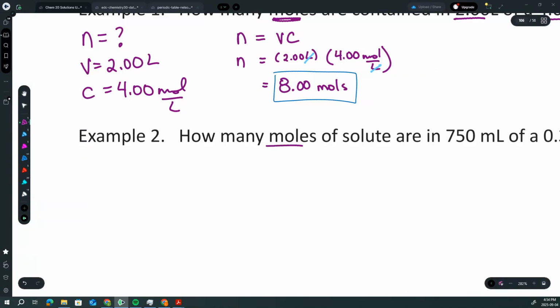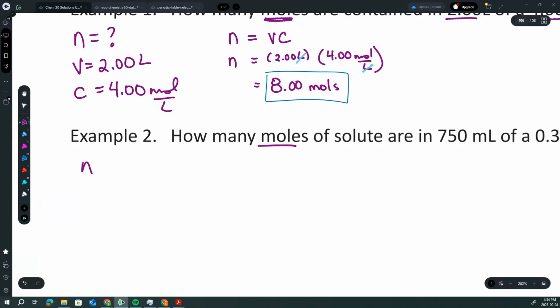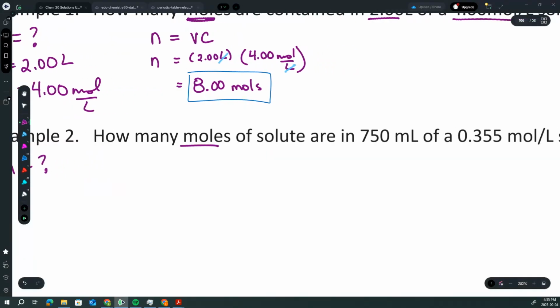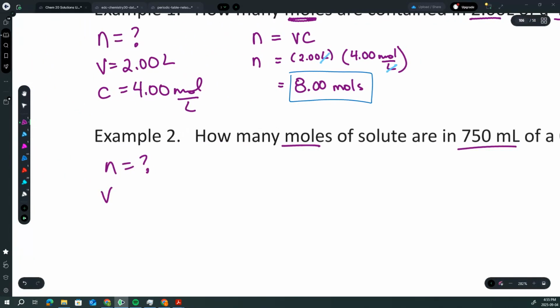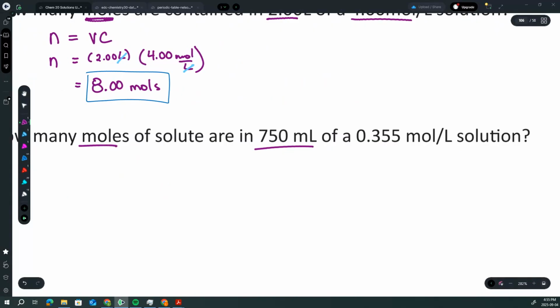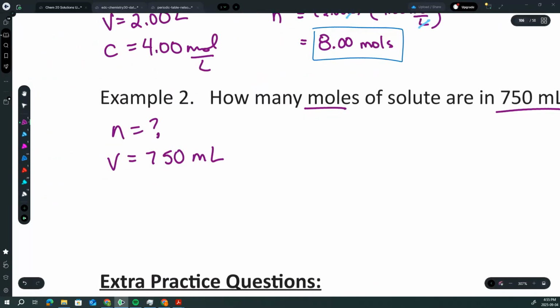So the question is how many moles, so we have no clue what that is, of solute are in 750 milliliters, so that's our volume, of a 0.355 mole per liter solution. Okay.